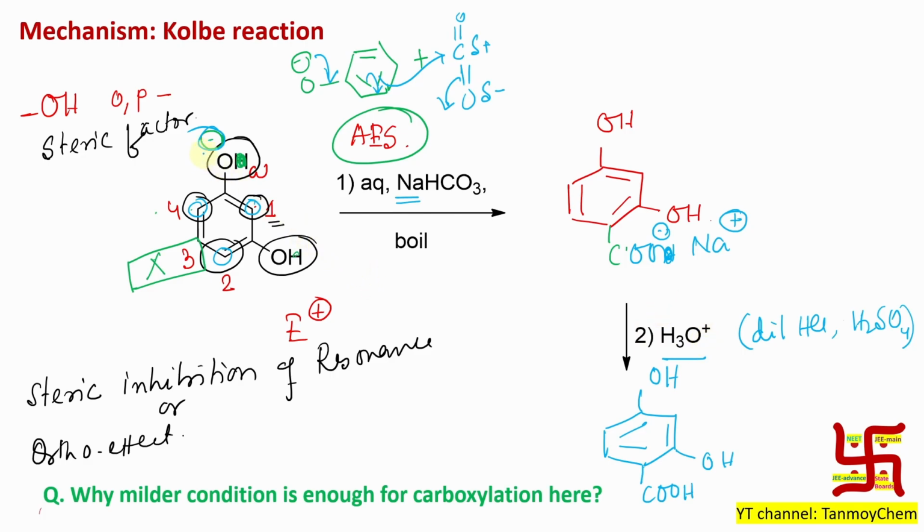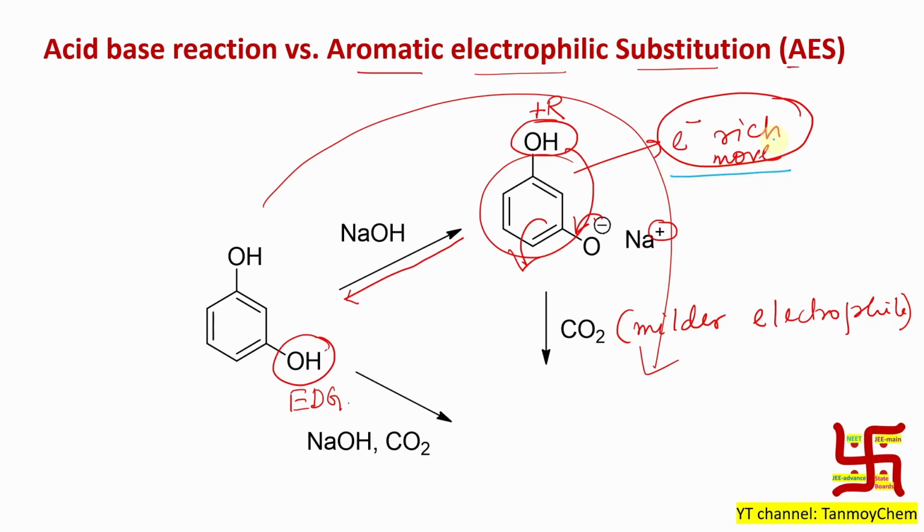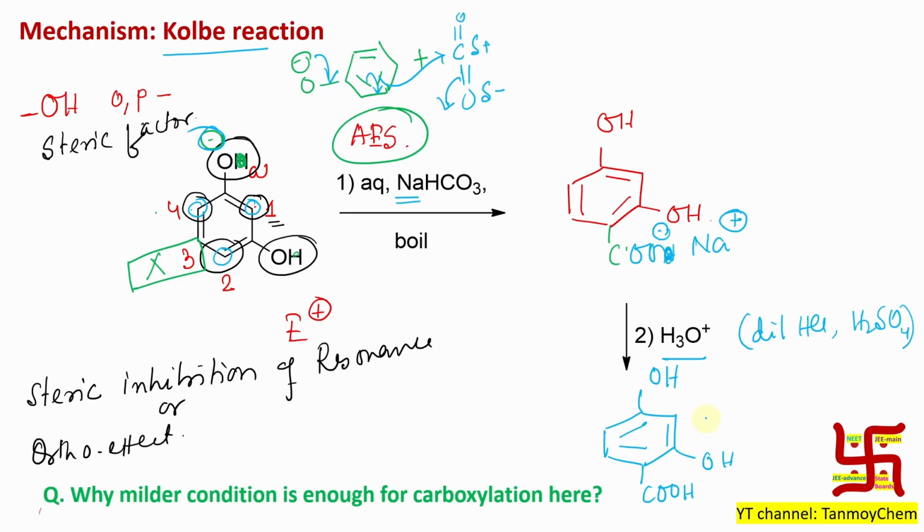This reaction is actually an extension of the Kolbe reaction. Now you may think, sir, in the Kolbe reaction I have studied that higher temperature and high pressure are needed because CO2 is not at all a good electrophile. I agree. In the Kolbe reaction we have taken sodium hydroxide and phenol, meaning sodium phenoxide. But in this example there is an extra OH. Because of the extra OH, the ring is comparatively more electron rich, so it is more reactive for ES. That's why comparatively milder conditions are enough to react with this milder electrophile, and aromatic electrophilic substitution takes place at the ortho or para position. So this is the logic, that milder conditions are enough here for the carboxylation reaction.